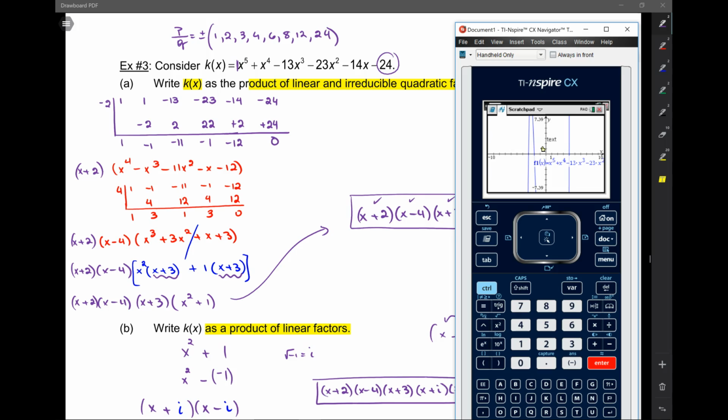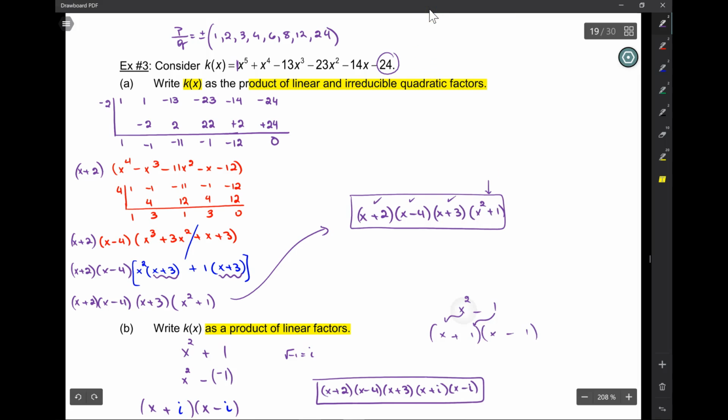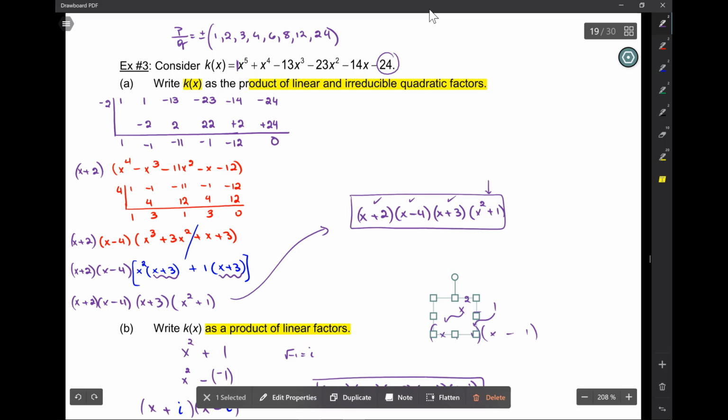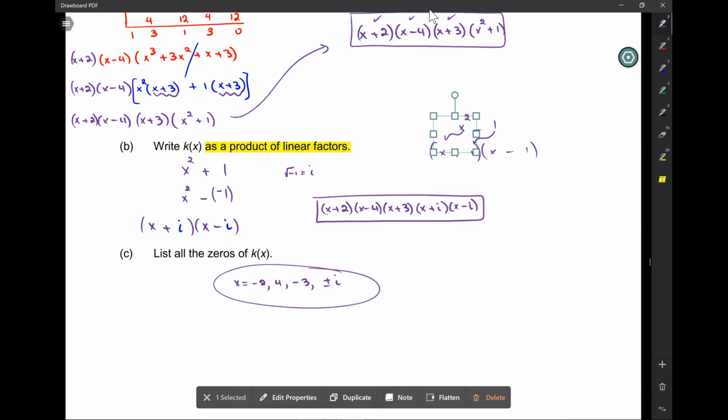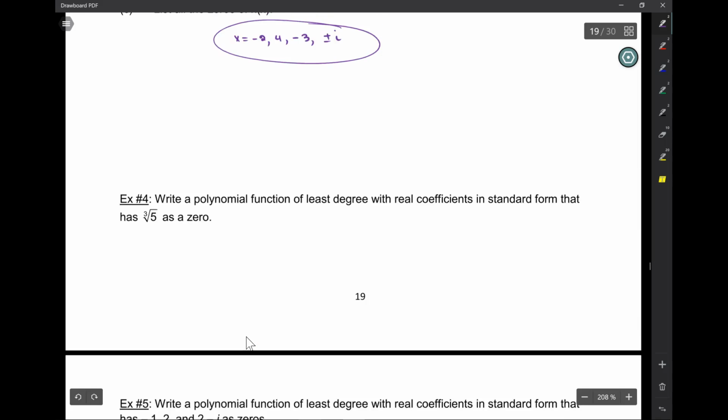Okay, now somebody's going to ask me what if it's on the non-calculator section. Then I'll just tell you, assume that x equals 2 is a 0. And then you just go with that. Okay? I've done this before. I got this. So what I want is for you to be able to come up with negative 2, 4, negative 3, plus or minus i. And so that's how you can do the homework.